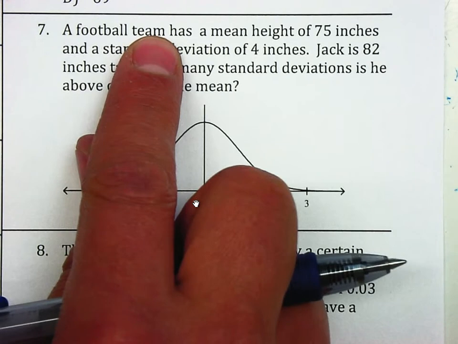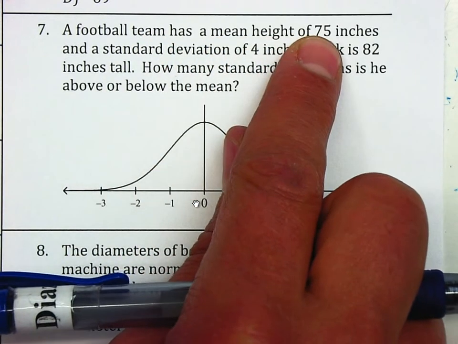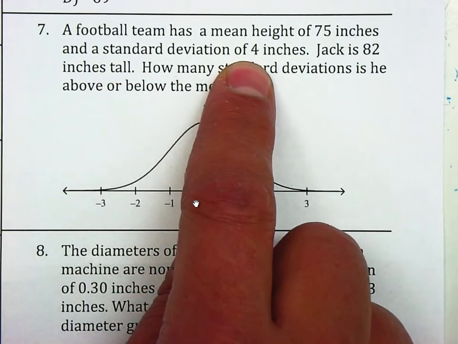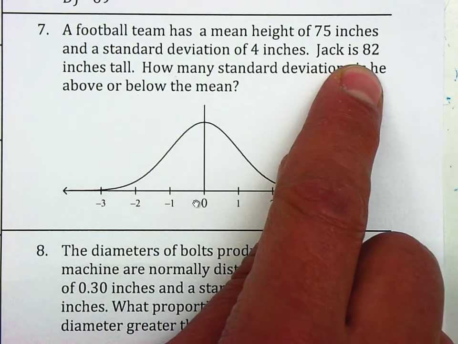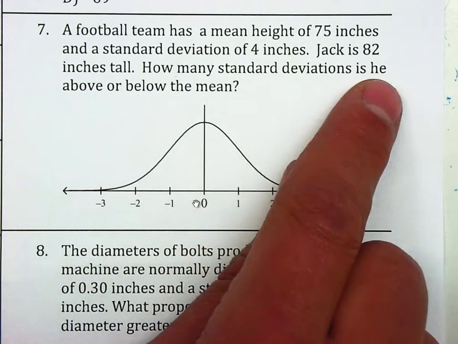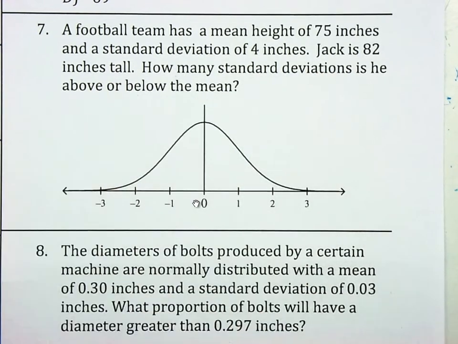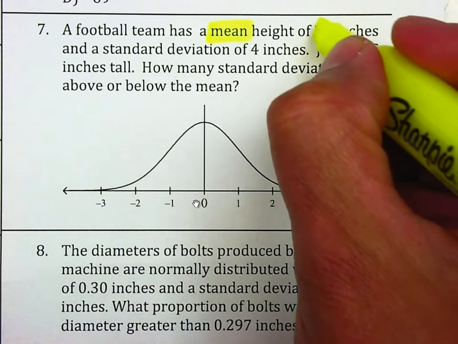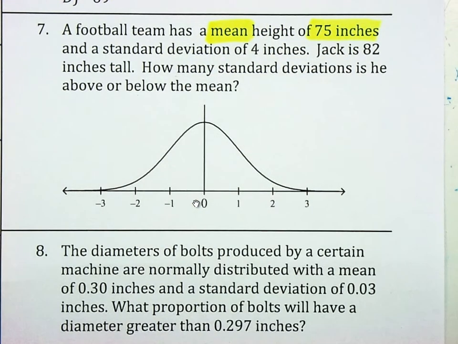A football team has a mean height of 75 inches and a standard deviation of 4 inches. Jack is 82 inches tall. How many standard deviations is he above or below the mean? Now remember that whenever they give you the mean, it is best to be able to label it.